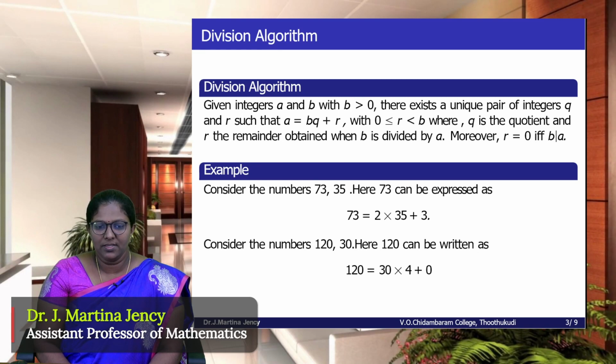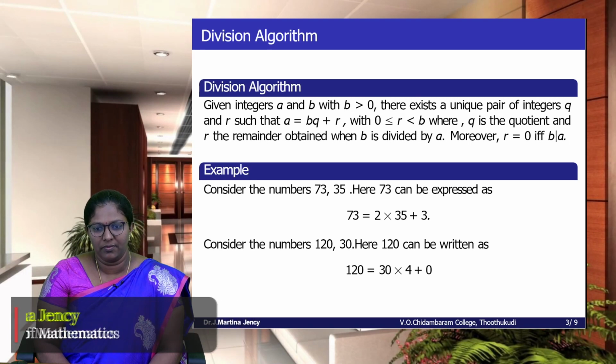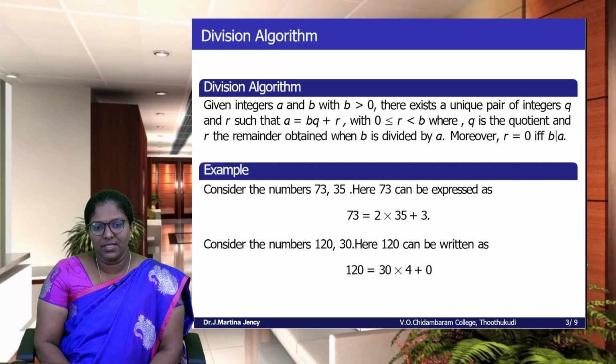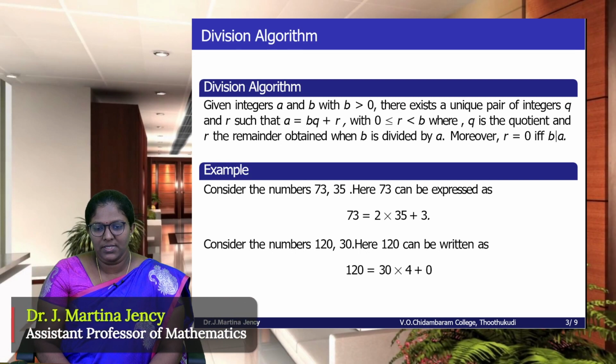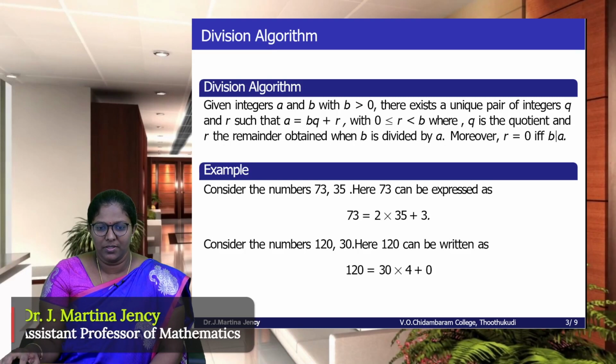For example, consider any two numbers. Here I have chosen 73 and 35. If you divide 73 by 35, you will get the quotient as 2 and the remainder as 3. So we can express 73 as 2 times 35 plus 3. Similarly, consider the other two numbers, 120 and 30. Here 120 can be written as 30 into 4 plus 0. Here we are getting the remainder as 0. So we can express any two numbers in such a way.